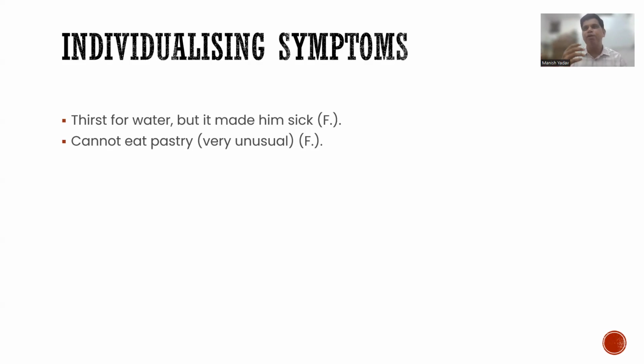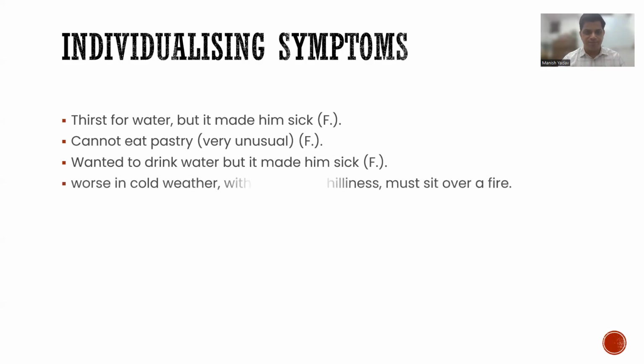You can say, I don't like sweets. I have aversion to sweets. But this patient says, I cannot eat pastries. Meaning if he eats pastries, it gets aggravated. Pulsatilla will eat pastries. After that, he might get aggravated. But Pulsatilla will not say, I cannot eat. It's a very unusual symptom. Wanted to drink water, but it makes him sick. Now, looking at these symptoms, what we understand is there might be thirst, a craving for water, but he cannot drink. It gets aggravated. He might like pastries, but he cannot eat them.